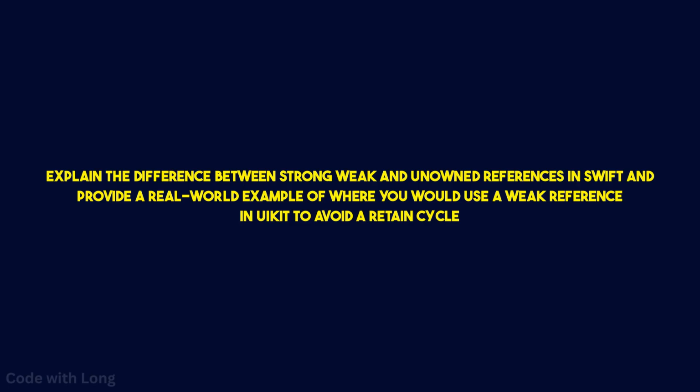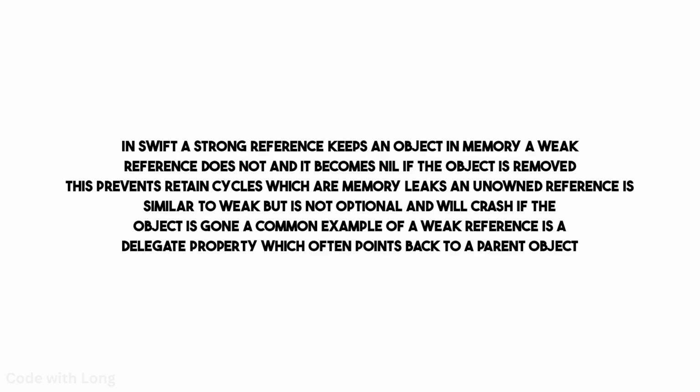done. Explain the difference between strong, weak, and unowned references in Swift, and provide a real-world example of where you would use a weak reference in UIKit to avoid a retain cycle. In Swift, a strong reference keeps an object in memory. A weak reference does not, and it becomes nil if the object is removed. This prevents retain cycles, which are memory leaks. An unowned reference is similar to weak, but is not optional, and will crash if the object is gone. A common example of a weak reference is a delegate property, which often points back to a parent object.